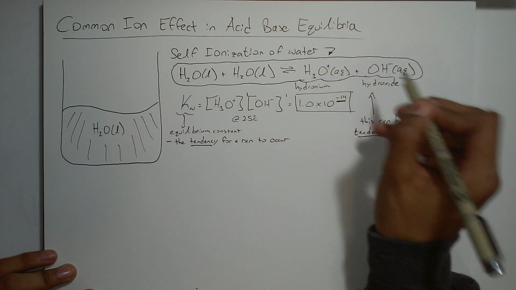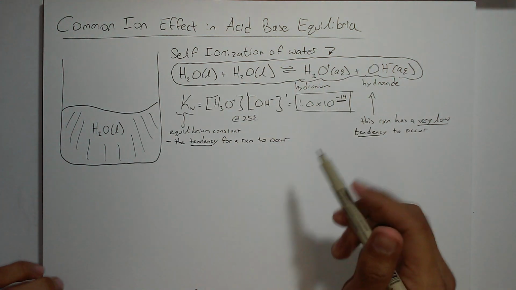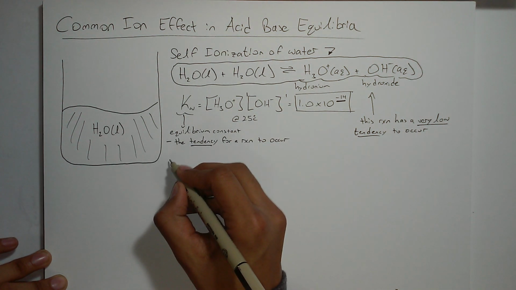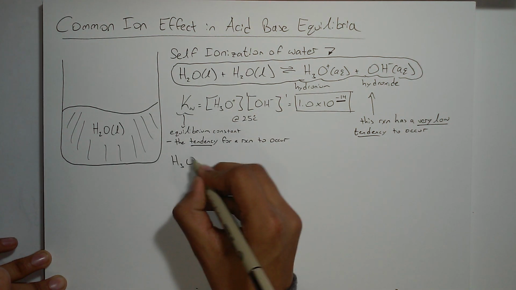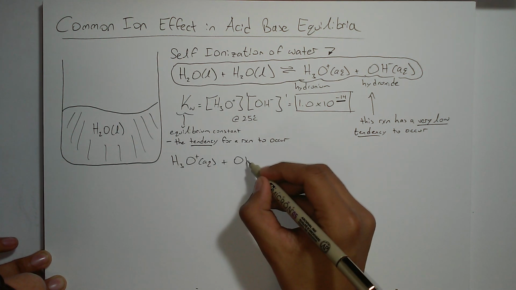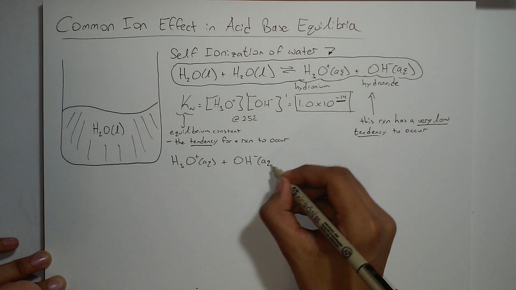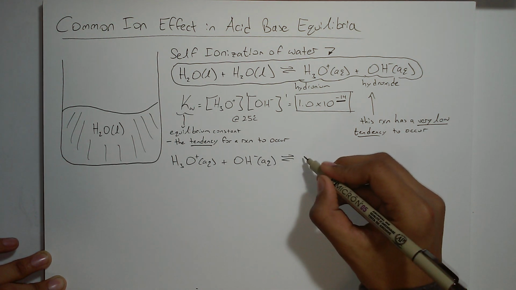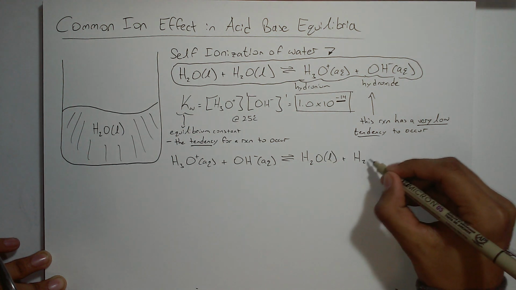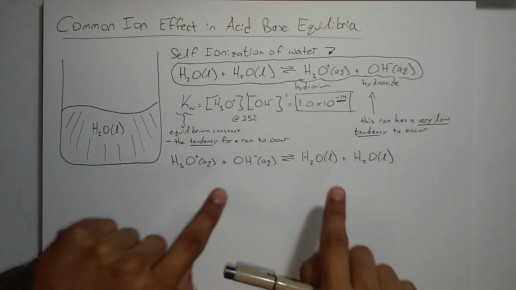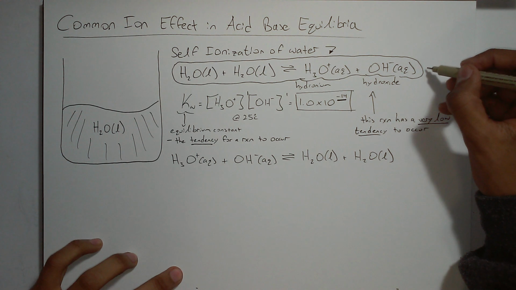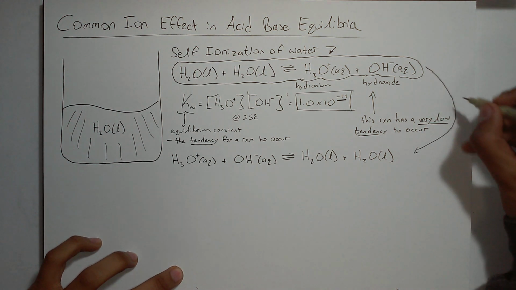Now let's do something very quick. Let's flip this reaction and see what happens. So if I flip this top reaction, if I flip the self-ionization of water, I get this. I get H3O+ aqueous, the hydronium ion, plus the hydroxide ion, OH- aqueous, and that's going to come to equilibrium and it's going to form H2O liquid plus H2O liquid. Notice that this reaction right here is literally the flip of this reaction. So the relationship between these two right here is that I flip them.